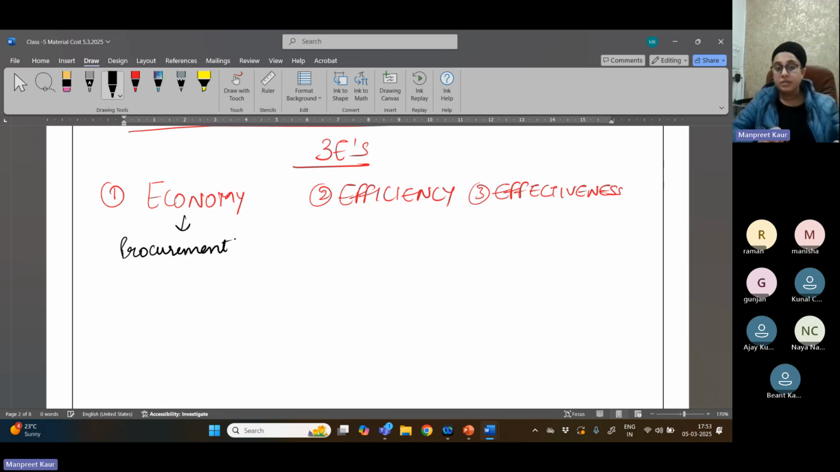What does procurement mean? Purchasing material is called procurement. Whenever material has to be purchased, that is a very big task because a major part, a lot of money, is involved. The person in the purchase department who handles the purchase requisition carries a big responsibility related to procurement. It should be economical, that is economy. Second is efficiency, which should be there in the handling of material.